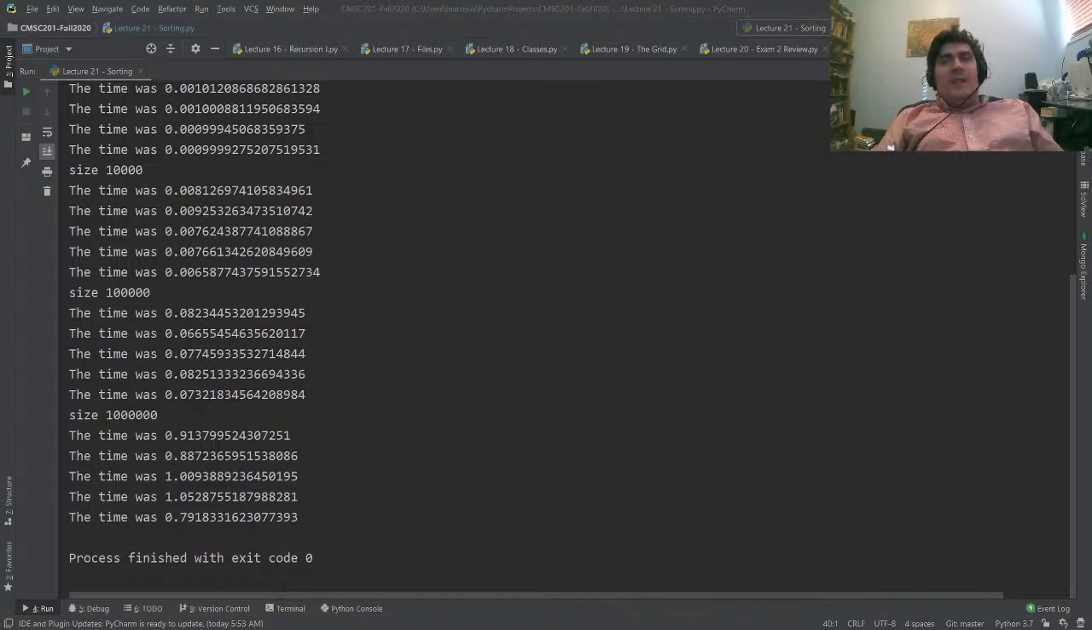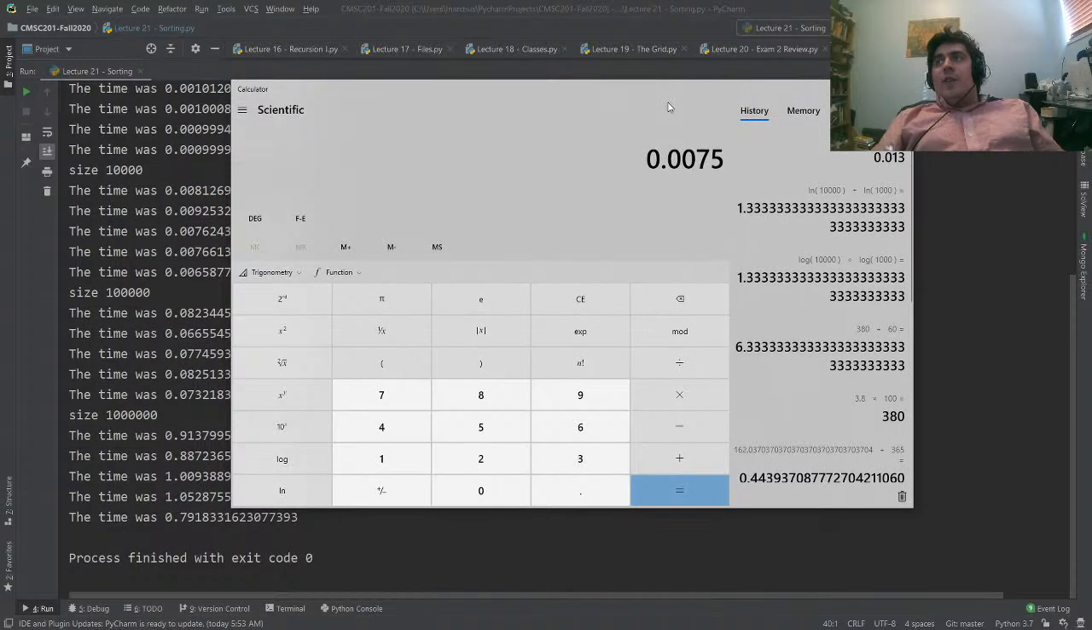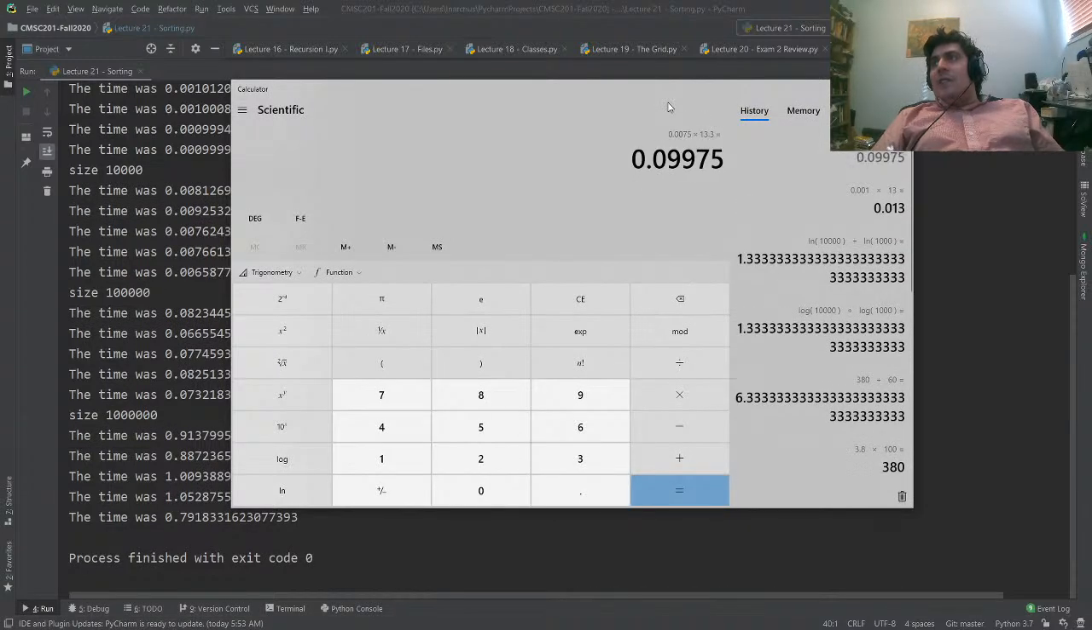Maybe it's around 0.0075, right? And then what I'm going to do here is I'll multiply that by approximately 13.3. And so that should give us approximately 0.99 or maybe 0.1, something in that range.